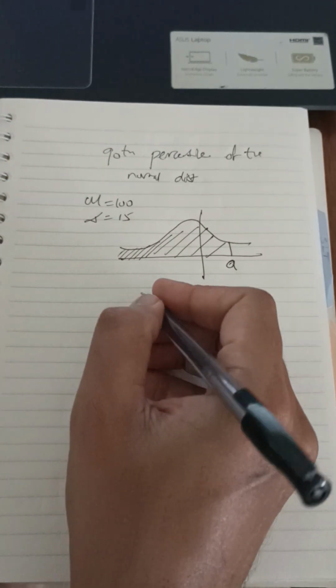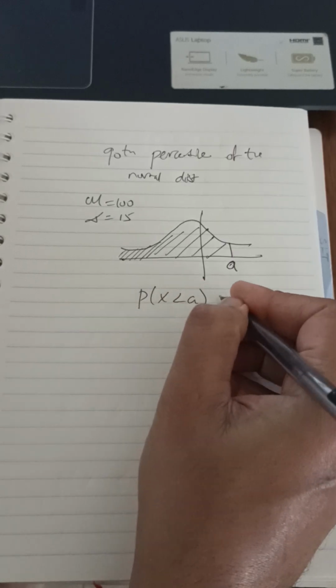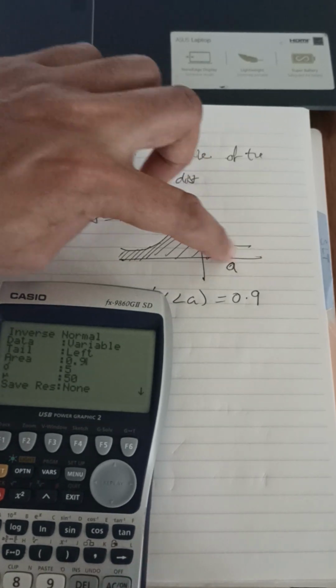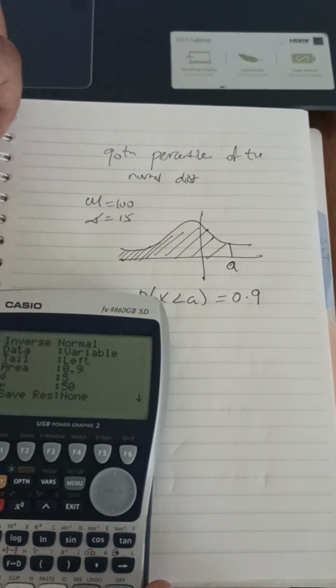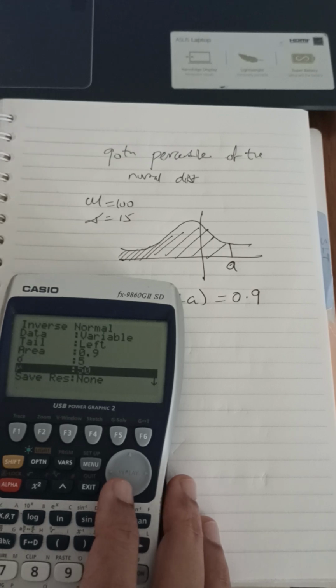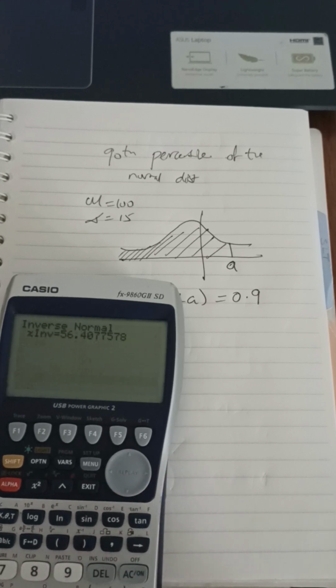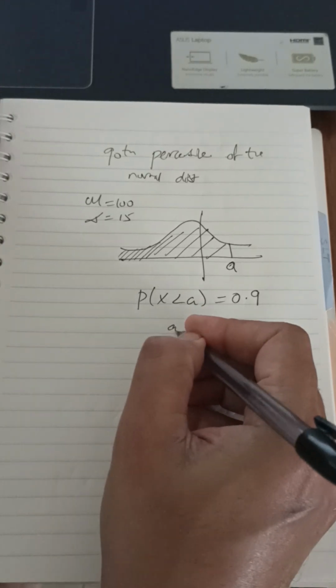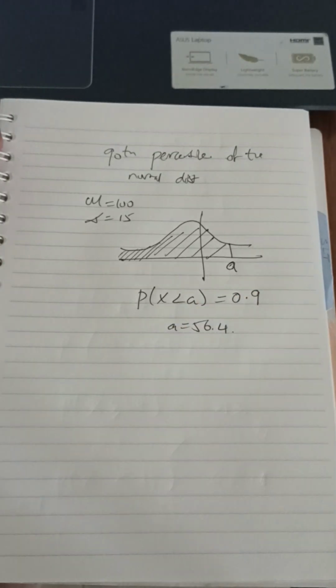Okay, let me write it for you. So it means x less than A is equal to 0.9. So the probability is 0.9, okay? And it's a left tail because it's on the left. So left tail on my GDC, 0.9. Standard deviation is 5, mu is 50, okay? It's the same question. And then you go on execute. And if you work it out, you see that you get x inverse is 56.4. So A will be 56.4. Okay, so 90% of the data is less than 56.4.